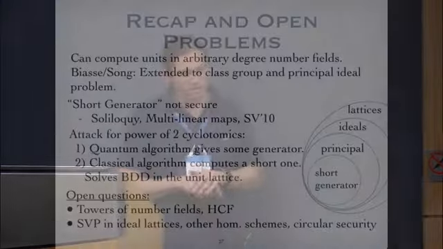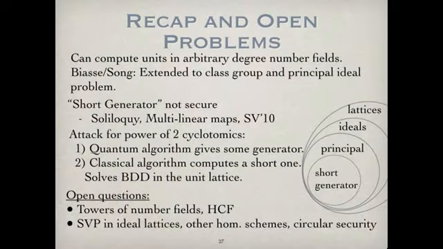Okay, so open questions. There are still more number theoretic problems: towers of number fields, Hilbert class fields. I think that this result with the lattices is pretty exciting. I don't know what will happen next, but I think it's still good to know if the shortest vector problems are hard in these bigger classes. And there are other homomorphic schemes, circular security, and lots of questions there. So I'll stop there. Thanks.